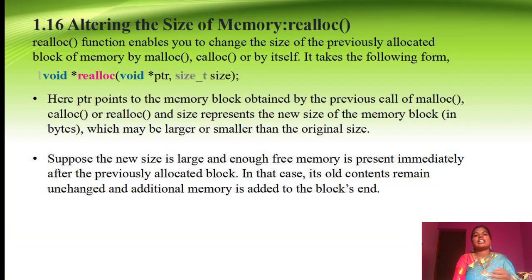Next, let us see the next function, that is realloc. This function changes the size of the previously allocated block of memory by the malloc and calloc functions. The realloc function modifies the size of the memory block allocated by malloc or calloc, or by itself also. The syntax becomes like this: void *realloc(void *ptr, size_t size). Here ptr points to the memory block obtained by the previous call of malloc.